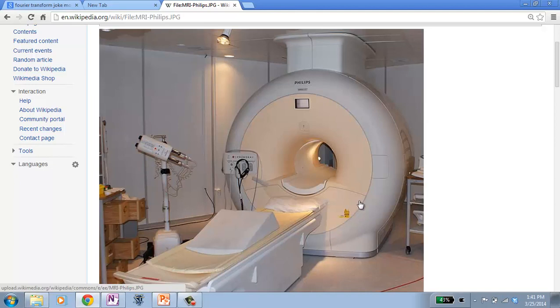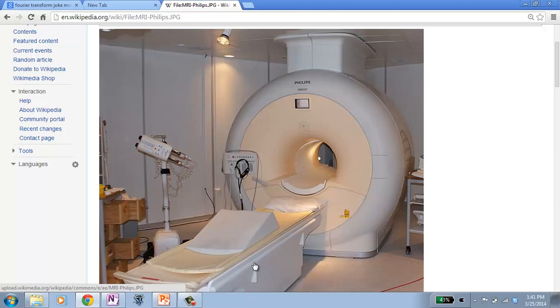One of the nice things about MRI versus CAT scan is that you don't have dangerous radiation being used in MRI. It's not ionizing radiation, so it should be doing no harm to your body, whereas if you have too many CAT scans, it can actually be cancer-causing.